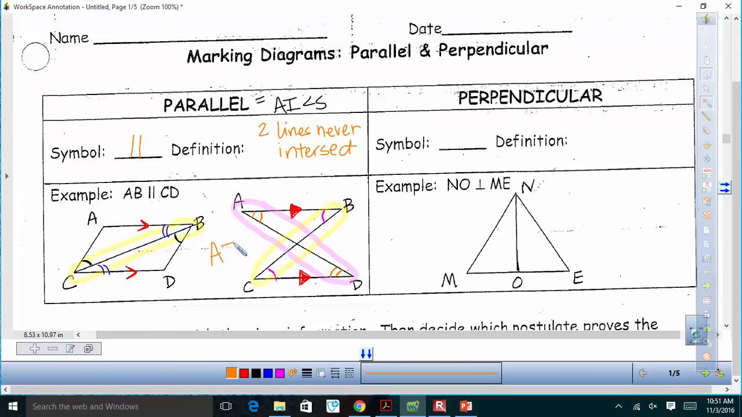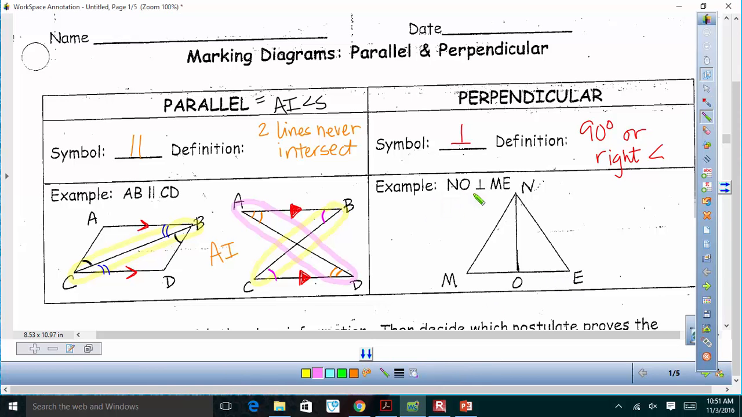Very good. Okay, now let's talk about perpendicular. So what does the sign for perpendicular look like? Upside down T. Okay, and what does the upside down T mean? 90 degrees, or you can say right angle. Okay, so here it says NO is perpendicular to ME. So NO is here. ME is this bottom piece. Where they intersect is where the 90 degree is made. So it's made right here where they intersect.